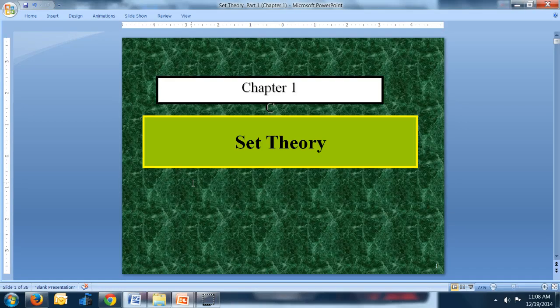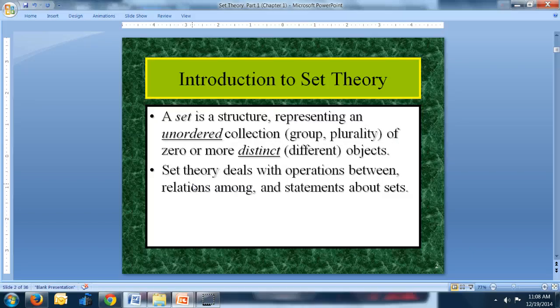I am going to give you a medium presentation on set theory, which is part of chapter 1. Chapter 1 of our textbook is called Fundamentals. The first topic of the fundamentals would be set theory. We'll introduce a set and we will use that set in different chapters. So let's start with the definition of a set.